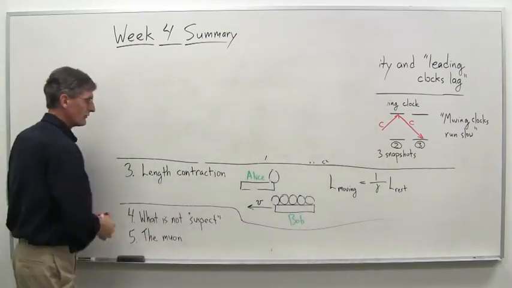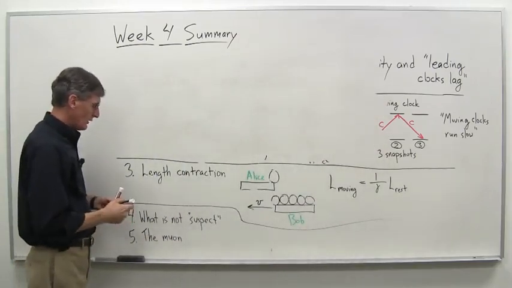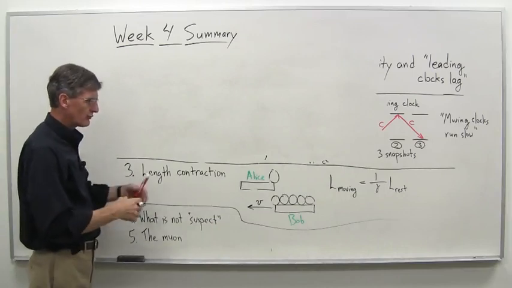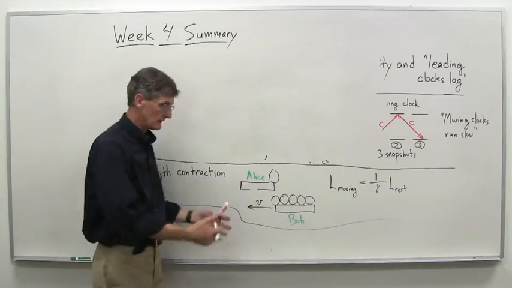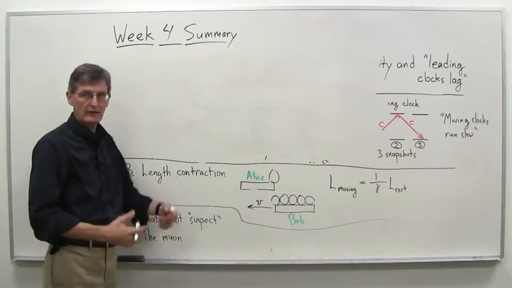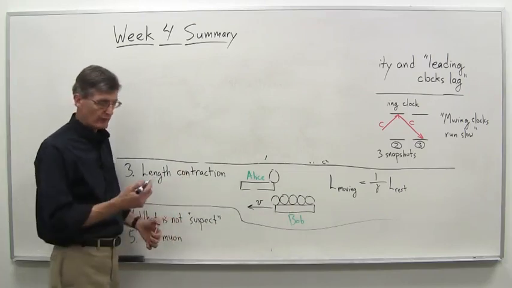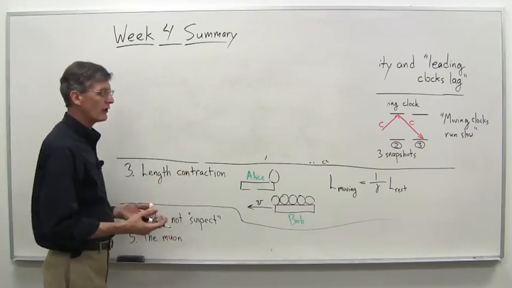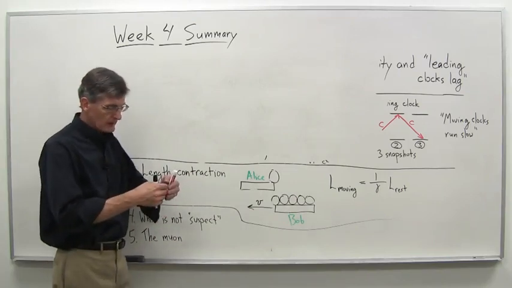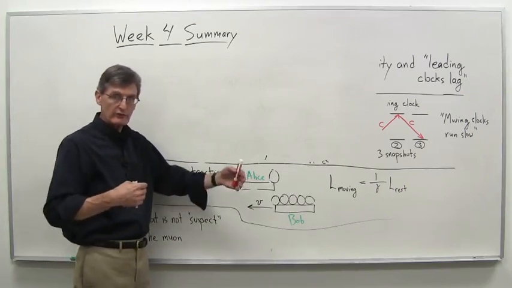And just remind ourselves a couple things about that. So what is not suspect? Because we have time is suspect, length seems to be suspect here. What else is suspect or not suspect? And so we had an argument to say that transverse dimensions are not suspect.